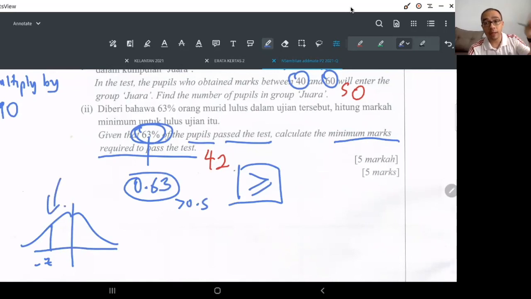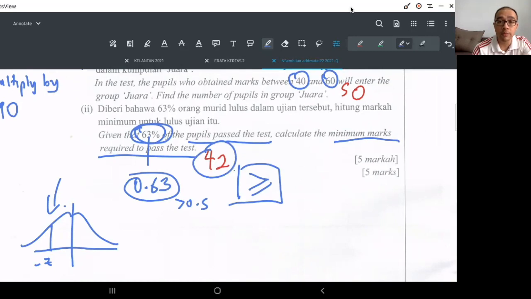Okay, when you read the table, the Z score you find must be a negative number. Once you do that, you will be able to get the correct minimum marks, which is about 42. I think you get 42 point something, but you can round it off to 42.